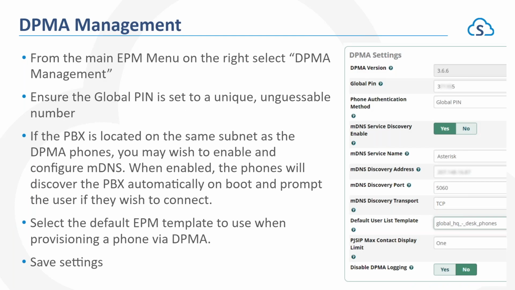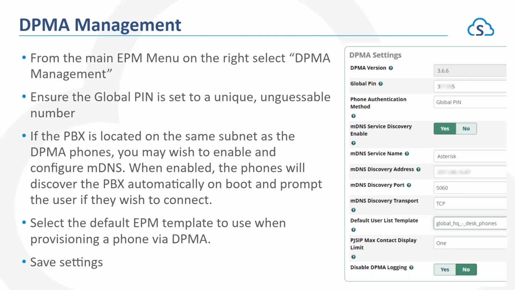So from the main EPM menu, which is collapsed on the right, we expand that and select DPMA Management. That brings up the screen we see here on the right of the slide. The important thing to take from here is to make sure that the global PIN is a unique, unguessable number. It is this PIN that you would use to provision a phone. It's what you're challenged for when you're setting up a phone for the first time.